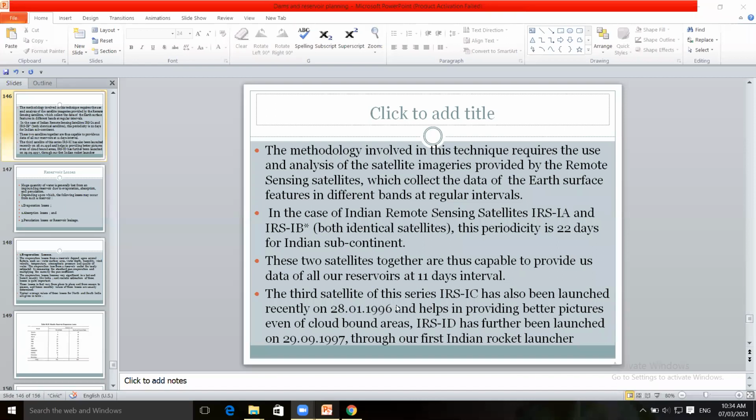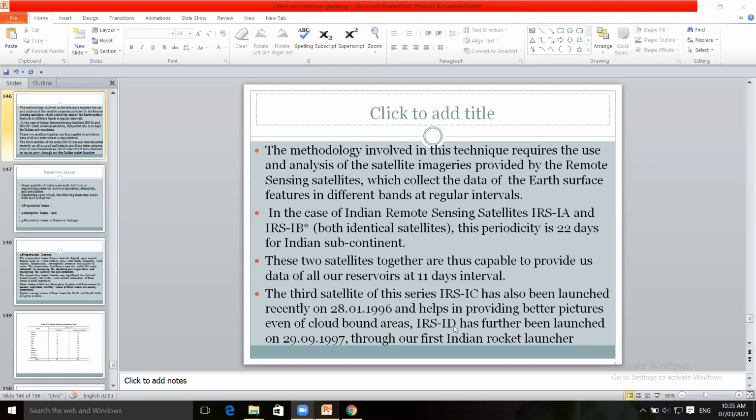The third satellite of this series is IRS-1C, which was launched recently, on 28/1/1996. It helps in providing better pictures even of cloud-bound areas. This is the third remote sensing satellite.